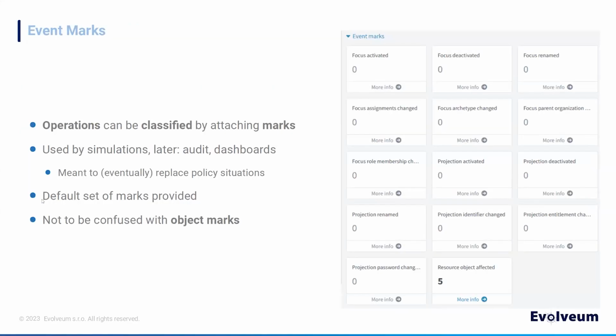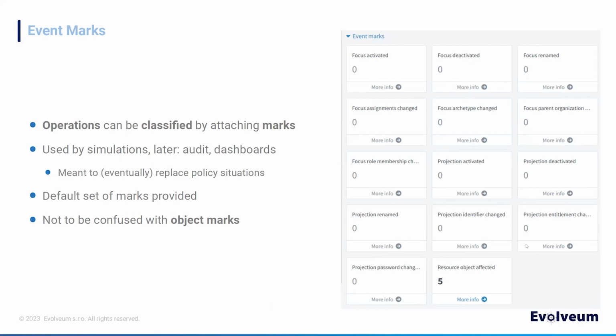Event marks are used to classify operations on midPoint objects. Examples are some important event types like focus activated, meaning created or enabled, deactivated, renamed, and so on. Why do we classify the events in this way? Because it's obvious that some changes, for example, the deletion of an object, are more important than just changing a telephone number.